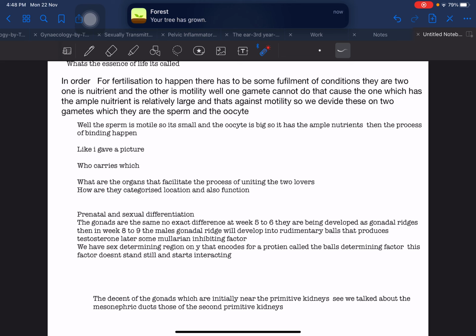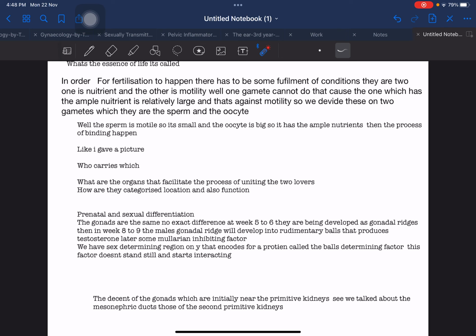So males have XY and females have XX chromosomes, which we will specify on the Y chromosome in the near future, in the same video. So now let's say that these gametes reunited. The love story came to an end. They came together, and we're going to live happily ever after.